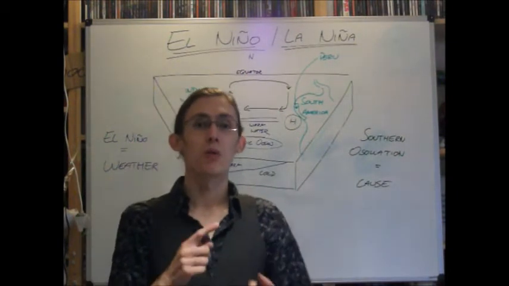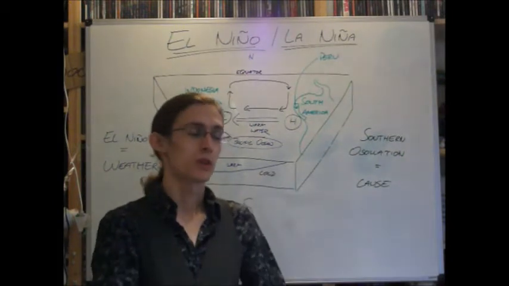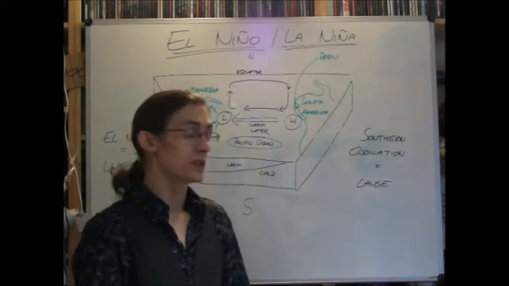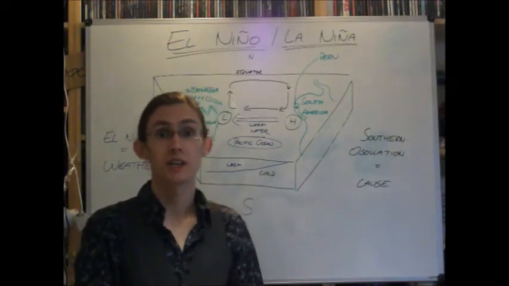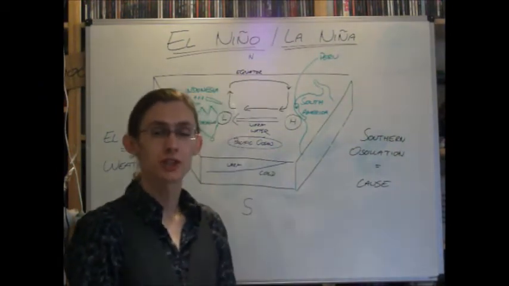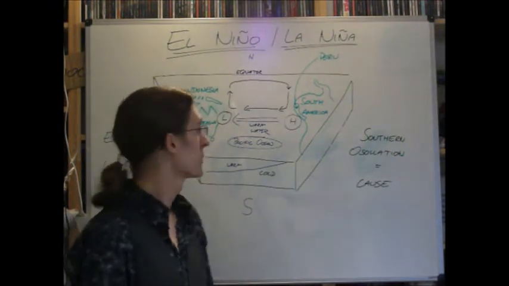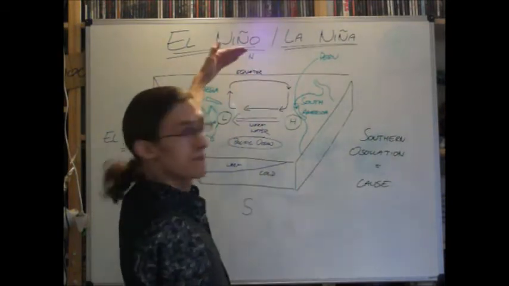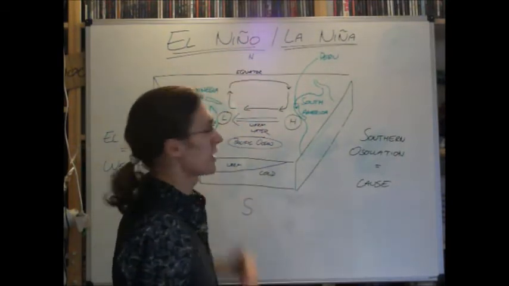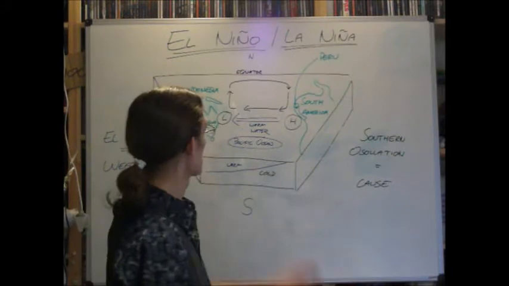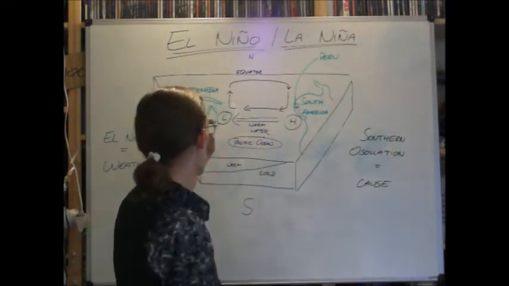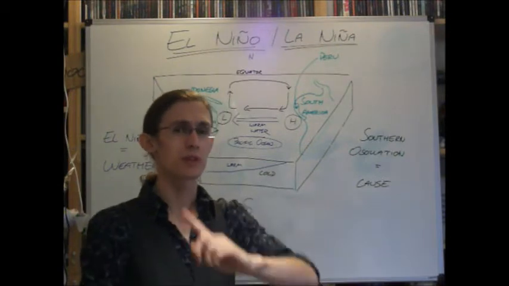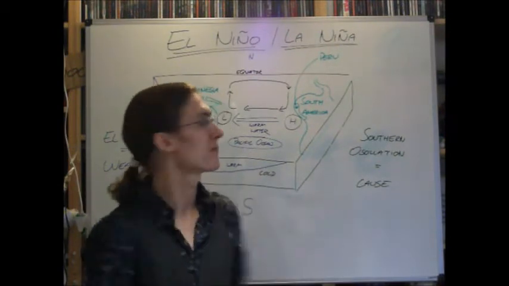So, we need to think about what El Niño is, what causes it, and what are the effects. So first off, let's start with what El Niño is. El Niño is a change in the conditions in the Pacific Ocean. And the Pacific Ocean is south of the equator about there, south of the equator in the Pacific Ocean between South America and Australia. Now normally on a map you'd see those the other way around.